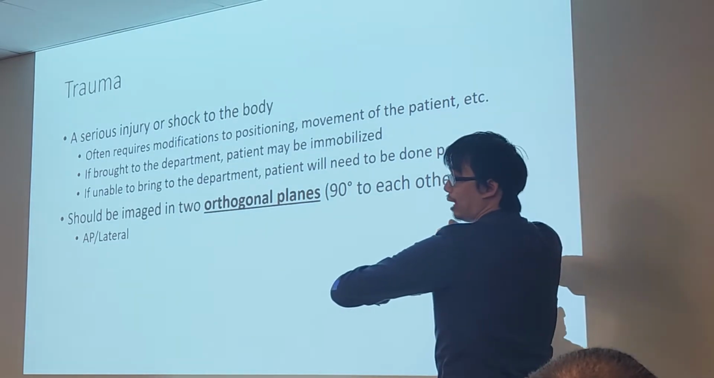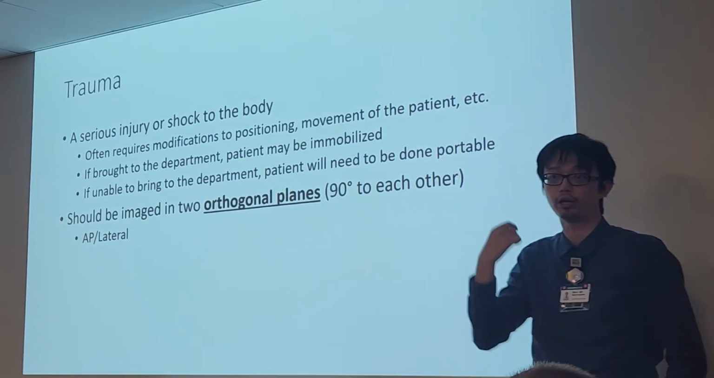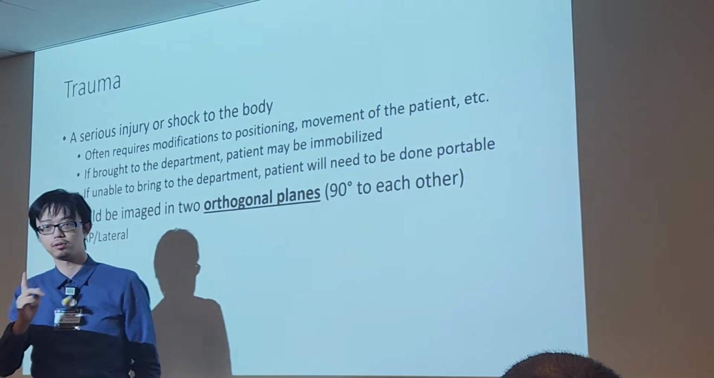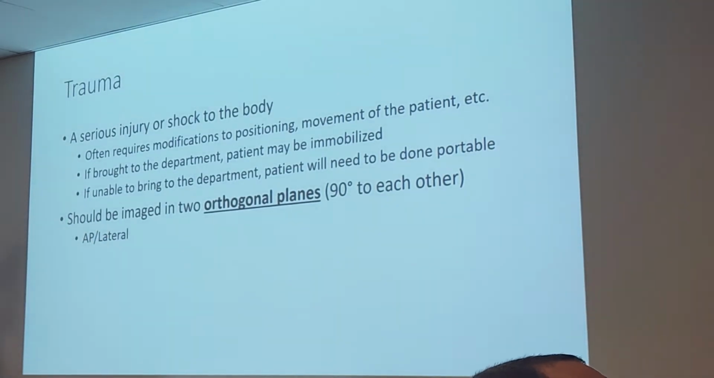Easier to tell when you have a second view at 90 degrees, right? That's why you need orthogonal views. Because on an AP, you can tell if the fracture goes left to right. If it's AP, you can easily tell left to right, but it's hard to tell front to back. On a lateral, you can see front to back, but you can't really tell left to right. So that's why you need both views. Okay, you always try and get 2 views for trauma.